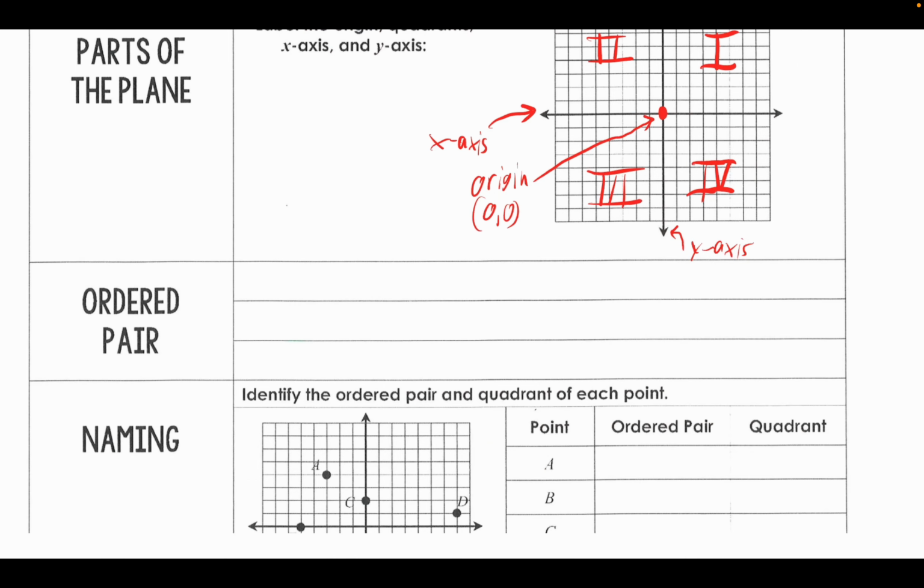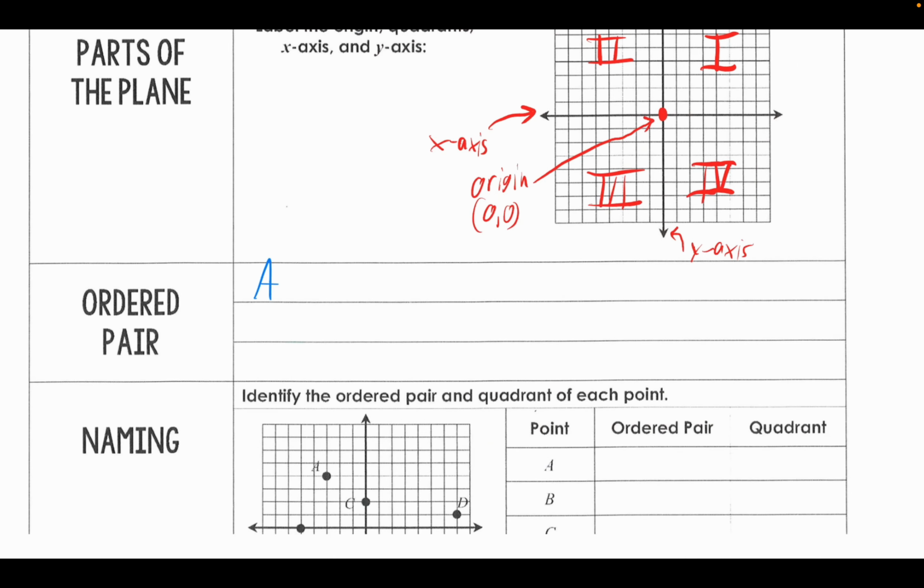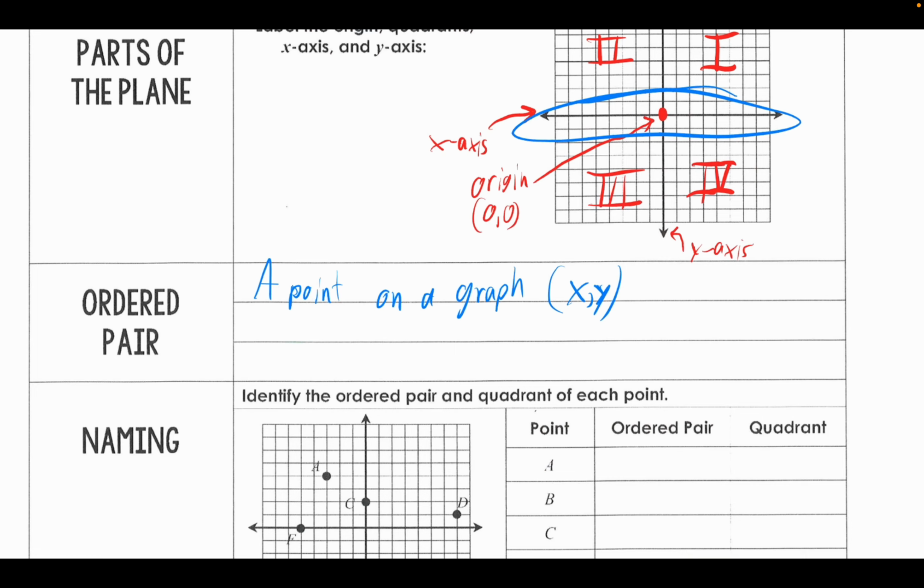Now let's talk about an ordered pair. An ordered pair is a point on a graph. The ordered pair is written as (x, y). It's alphabetical, x coming before y in the alphabet. The x is once again talking about how far left and right it is. The y value is talking about how high up or down you are.